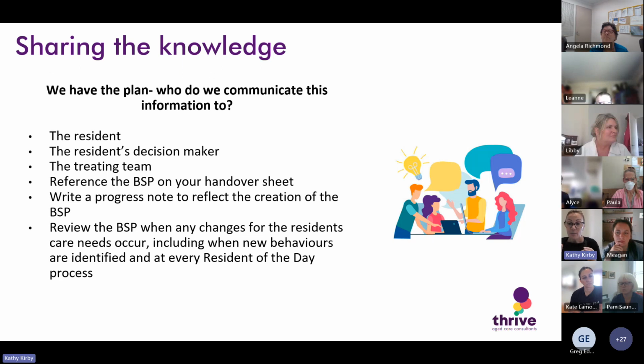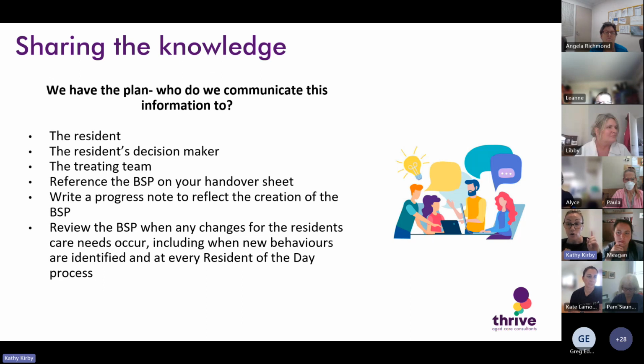If you have somebody like Gwen who has very specific behaviours that people need to be aware of, then reference it on your handover sheet. Because if I'm an RN in charge and there's 65 residents, I haven't got time to be going and reading everyone's care plan, okay?